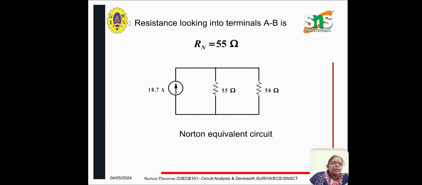Then you are drawing the Norton's equivalent circuit. Your current is 10.7 amps. The current source is drawn in parallel with the resistance, which is 55 ohms, which is the Norton's resistance, and then your load resistance is 50 ohms. Now you can find out the current through 50 ohms using current division rule, which is total current into opposite resistance divided by sum of the resistance. So it is 10.7 into 55 divided by 55 plus 50.